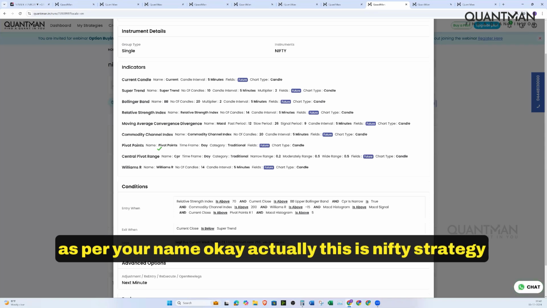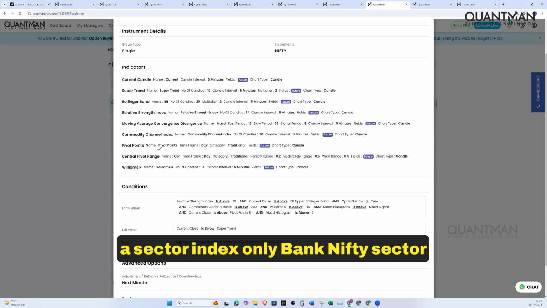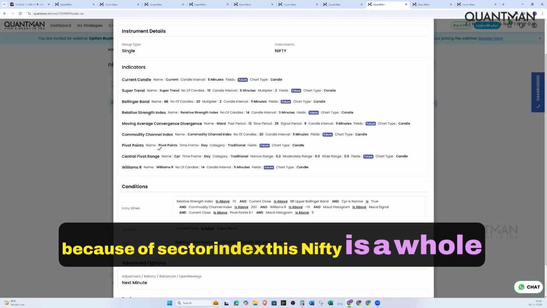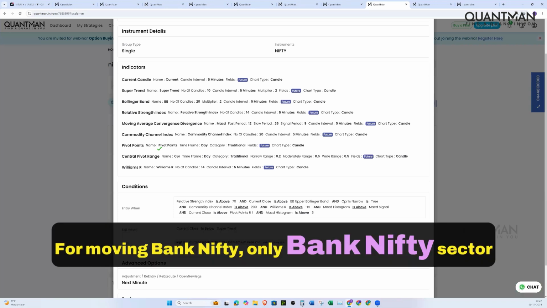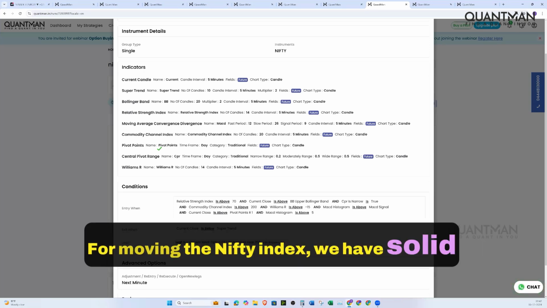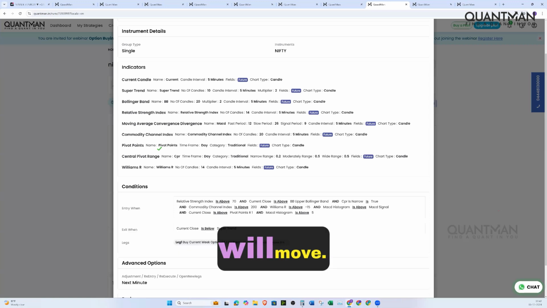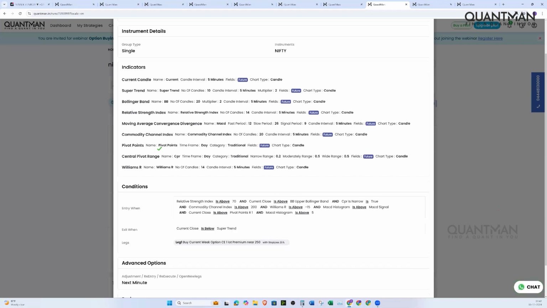Actually, this is a Nifty strategy. For Bank Nifty, we made a lot of money because that is a sector index. Many traders use Bank Nifty only because it is a sector index. Nifty is a whole India index, all sectors combined. For Bank Nifty to move, any news on the banking sector means Bank Nifty would definitely move. For the Nifty index to move, we need solid, good news. That's why Nifty gives less return compared to Bank Nifty.